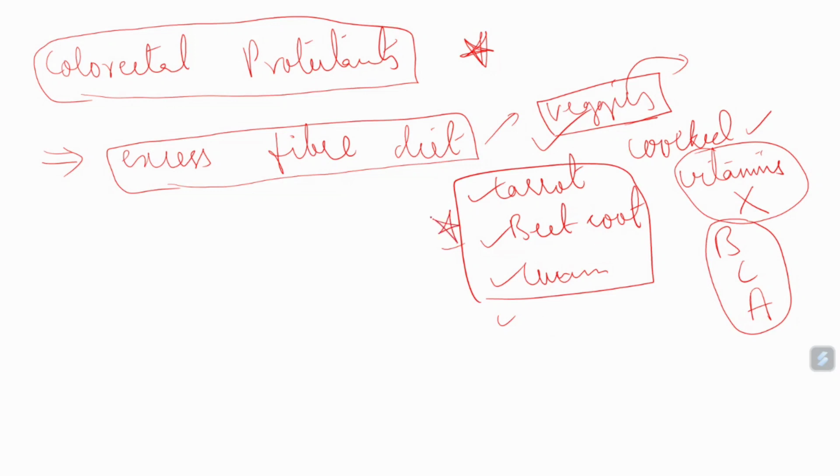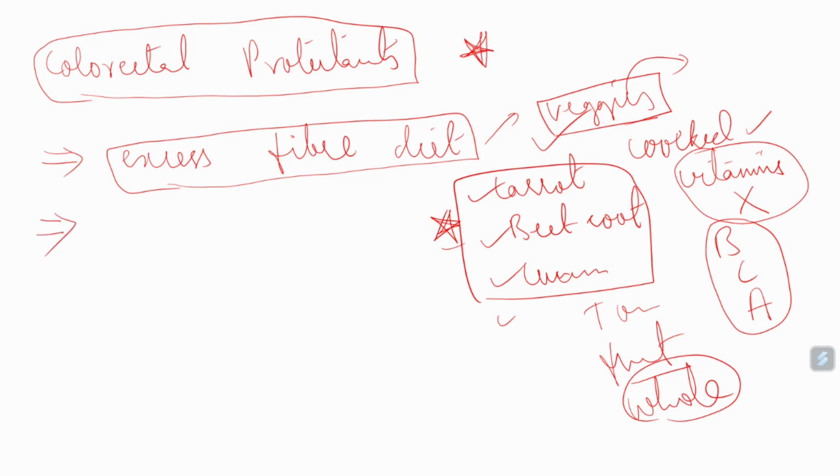So these are very, very important gastric protectants. Always remember, an excess fiber diet containing carrot, beetroot, and all these are very, very important protectants. Here you can take tomato also, and all other fruits, whole fruits, they are protectants. I think you all understood the first protectant.